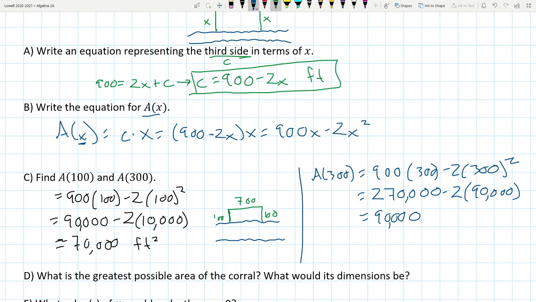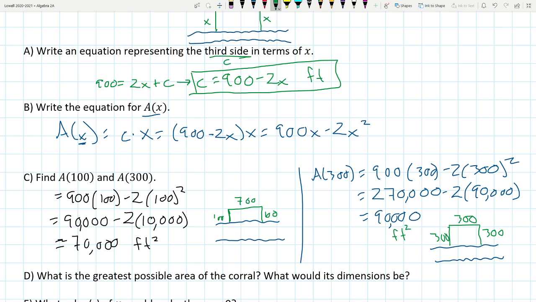And so this tells us that if I set up this corral, oh, I kind of switched the colors here. Let's change that. If I extend the sides here a little bit, so this will be now 300, and this would be 300 on this side as well, so this actually would be square. This is going to have an area of 90,000 square feet.